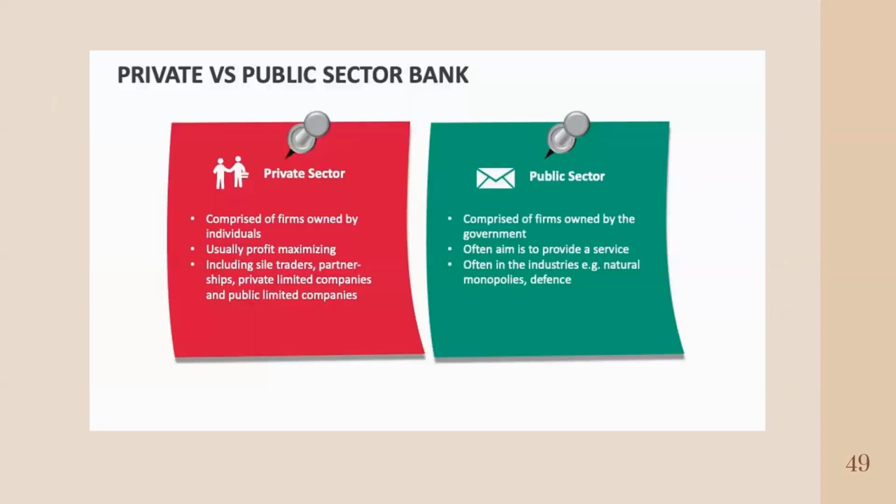This is the difference. Private sector banks are composed of firms that are privately owned by individuals. These banks usually aim to maximize the profits and include various types of firms such as sole proprietorship, partnership, private limited companies, and public limited companies. Public sector banks are comprised of firms owned by the government. Their primary aim is to provide essential services rather than generate profit. These banks often operate in sectors that involve national importance, such as natural monopolies and defenses.